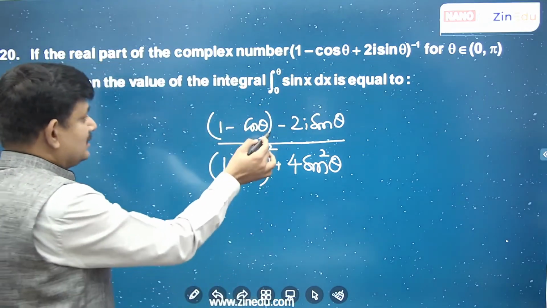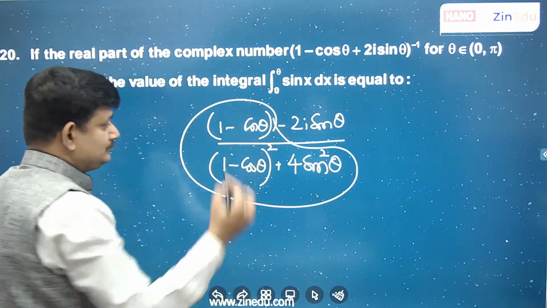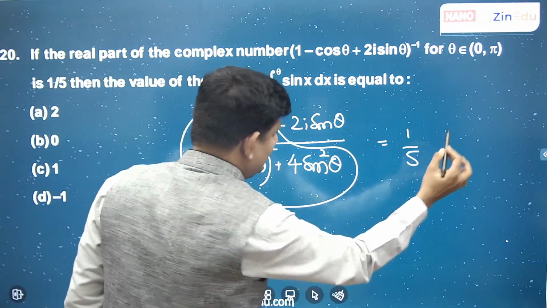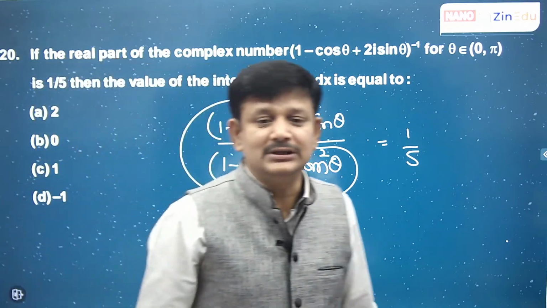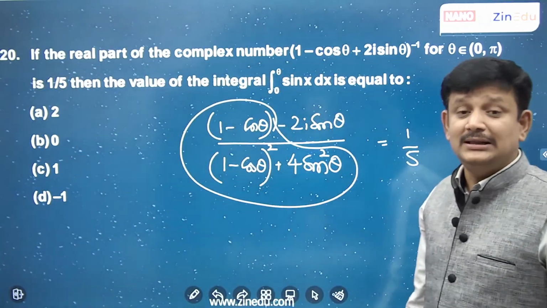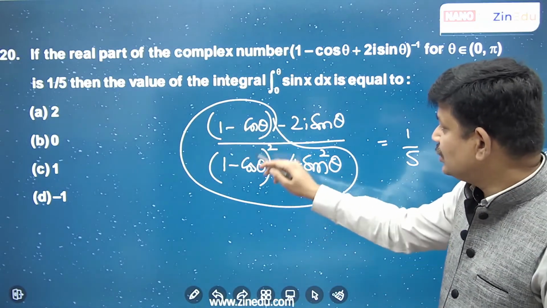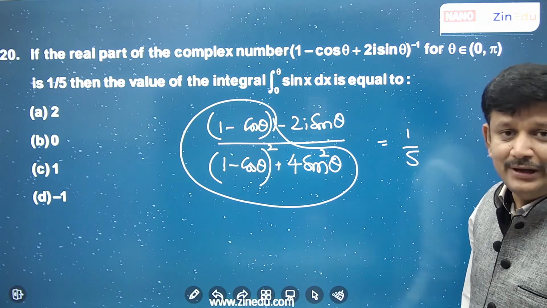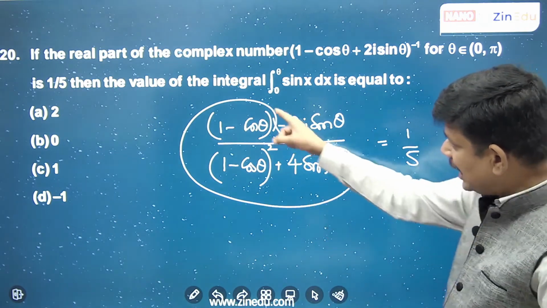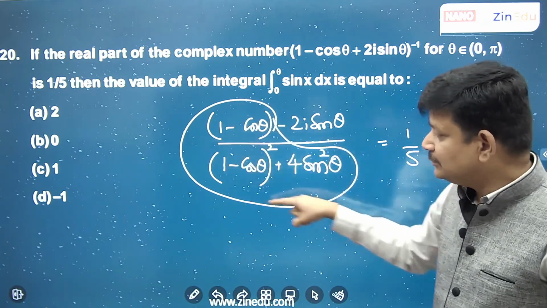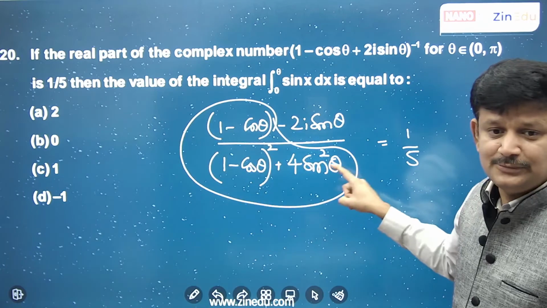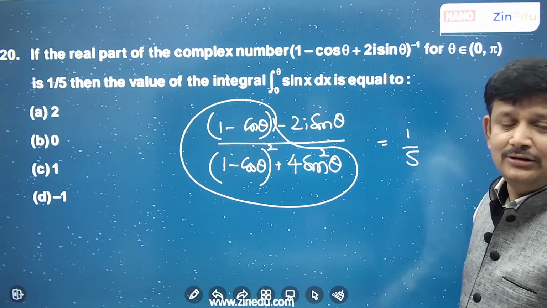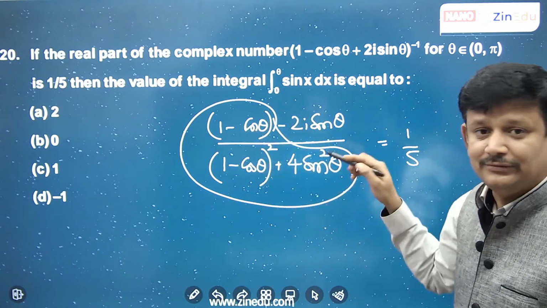What is its real part? This part is its real part. It is given to be 1 by 5. Now see the beautiful way of solving things, how things which look lengthy become simplified. 1 minus cos theta by 1 minus cos theta whole square plus 4 sin square theta, you want it to be 1 by 5. Just focus on this and ask yourself a question, when will this become 1 by 5? Don't rush to solve, just look at it and ask for which value of theta this becomes 1 by 5. Can you see that?